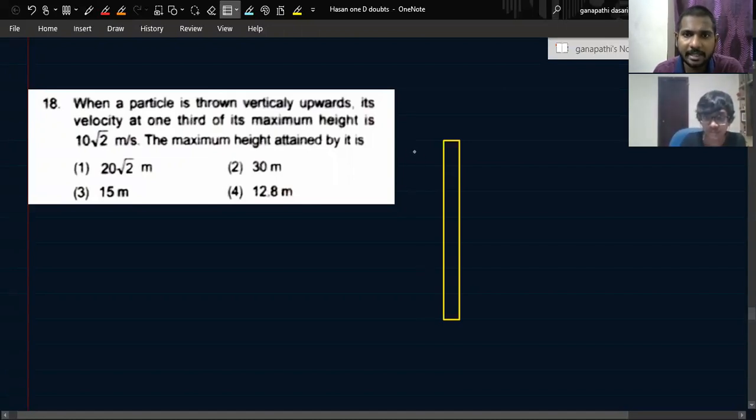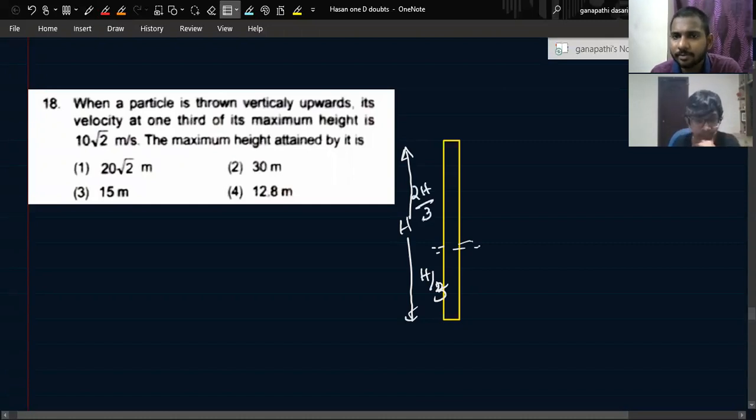Suppose this is the height, h. At 1/3 of height, h/3. And this will become 2h/3, isn't it? If this is h/3, the upper part will become 2h/3. Here the velocity is given as 10 root 2 meter per second, isn't it? At h/3 height.